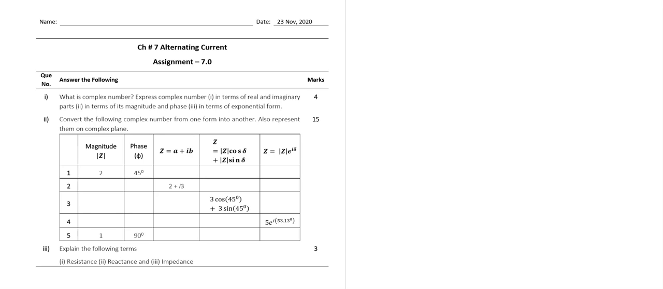Hello students, we are starting the 7th chapter, alternating current, today. In the first assignment, 7.0, we have mainly two topics: complex number, and a few terms: resistance, reactance and impedance. These are actually prerequisites for this chapter, not part of the chapter, but it's better to understand these things before starting the chapter. So it is actually a prerequisite assignment.